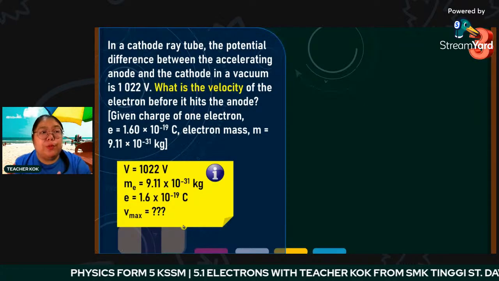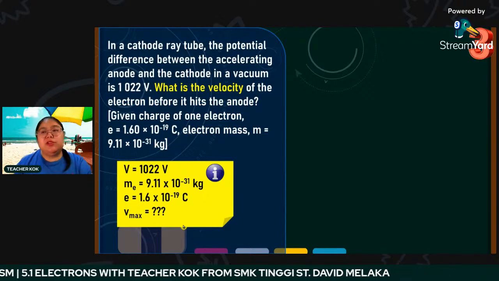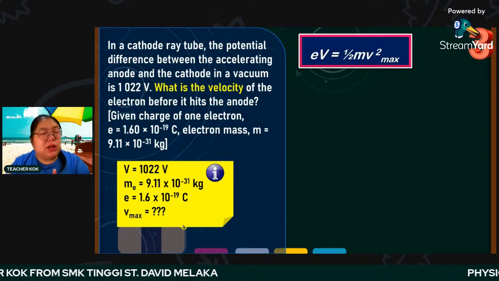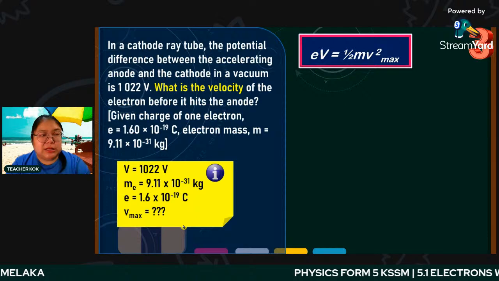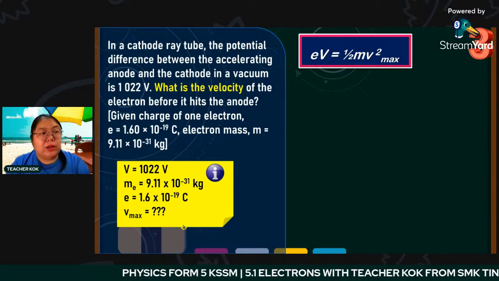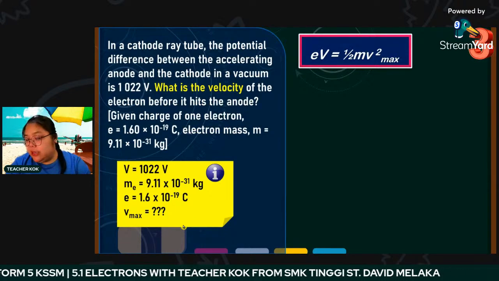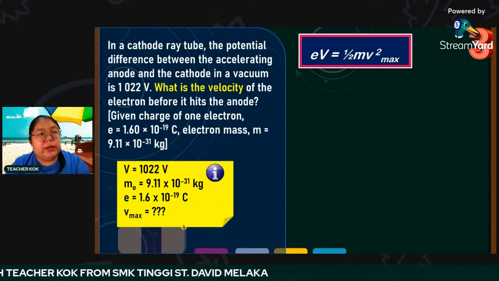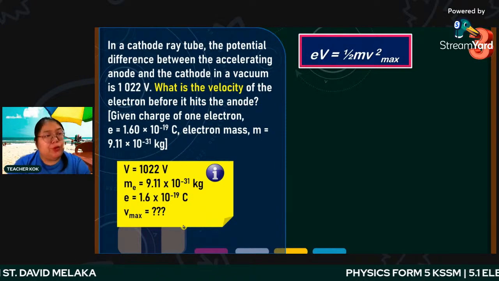So that means you need to bring the kinetic energy formula. Okay, so we just write the formula first: eV equals half mv squared. The final answer must be a square root, because you only want to find the velocity maximum. Okay, so from here, I give some time for the students to solve question number 3.